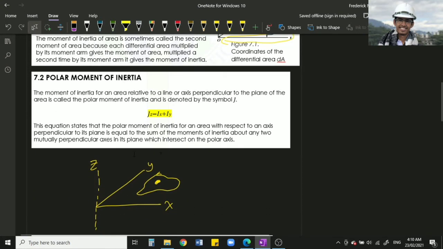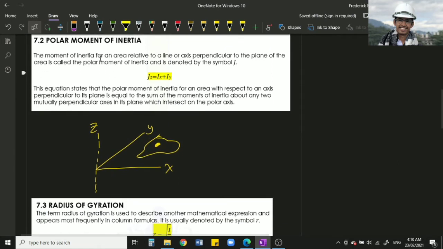And we have the so-called polar moment of inertia. The moment of inertia for an area relative to a line or axis perpendicular to the plane of the area is called the polar moment of inertia and is denoted by the symbol J. So yung polar moment of inertia natin is denoted by Jz, that is equal to Ix plus Iy. So sabi niya dito, yung moment of inertia of an area relative to a line or axis perpendicular to the plane. So meron tayong plane dito.